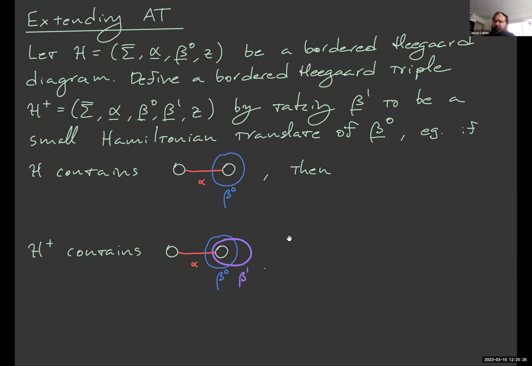And indeed, this is the case. So to extend AT to give you the diagram that you need, if you start with a bordered Heegaard diagram, just an ordinary bordered Heegaard diagram with a single boundary component, sigma alpha beta 0 Z, you can get a bordered Heegaard triple H plus. And the way you do this is you take your beta circles and you just take a small Hamiltonian translate of them. So for example, if H contains a configuration like this, then H plus will contain a configuration like this at the bottom here. So we've just taken our beta 0 curve and we've wiggled it a little.